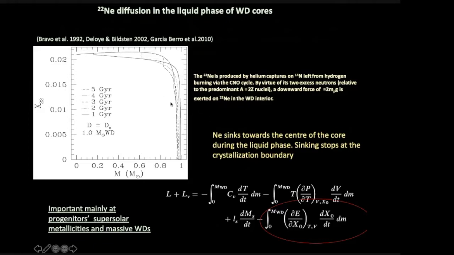But neon in the liquid phase tends to sink towards the center, and the sinking stops at the crystallization front within the core. And this sinking of neon changes the chemical composition and again contributes to the energy of the white dwarf, like the phase separation. So both phase separation and neon diffusion in the liquid phase add energy to the white dwarf and slow down the cooling compared to models where we don't include these contributions. And there's been a lot of debate going on for several years about whether to include phase separation, and still some models don't really include it yet.